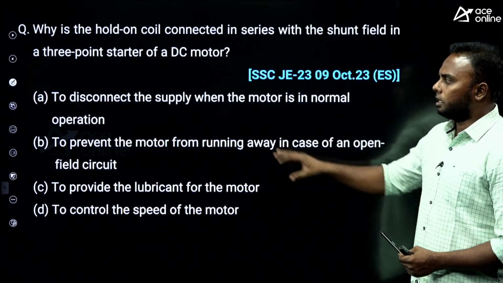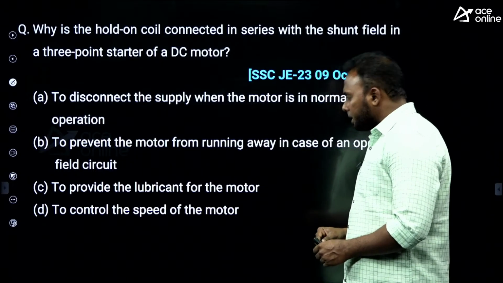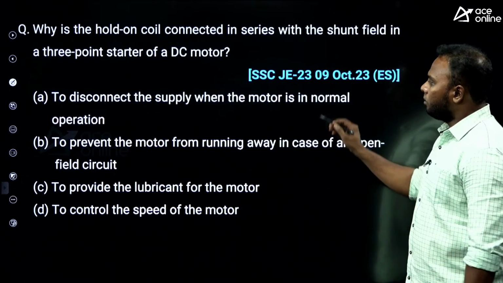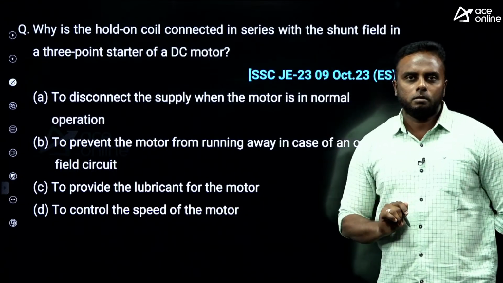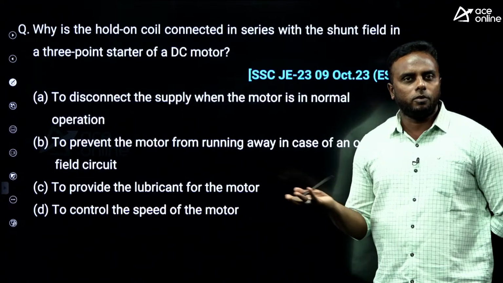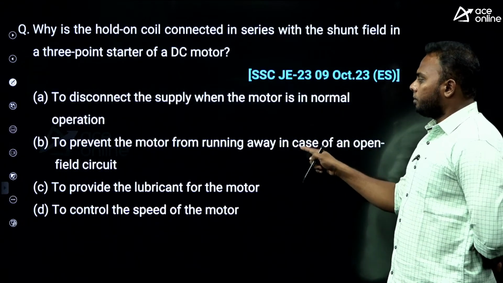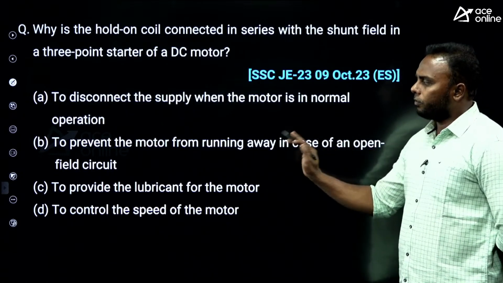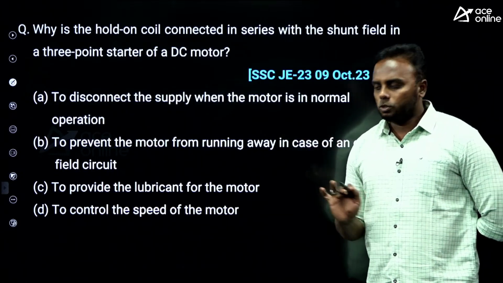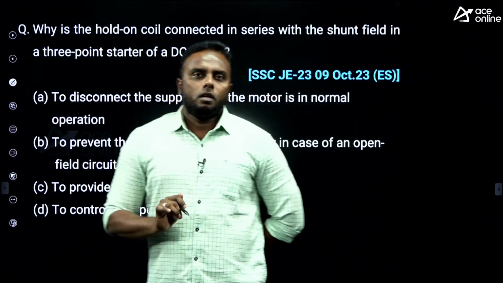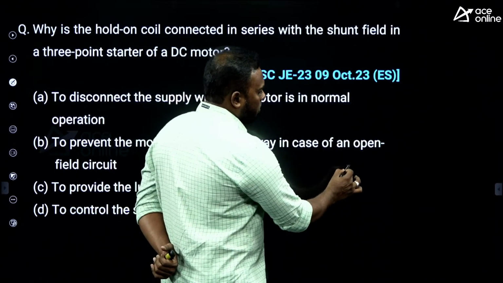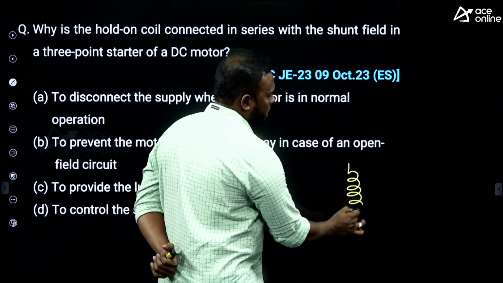What happened? See here, options given. To disconnect supply when the motor is in normal operation. When motor is in normal operation, we no need to disconnect. So this is wrong. To prevent the motor from running away in case of open field circuit. Suppose you take shunt motor. Whenever shunt field winding got open circuit, what is the speed of shunt motor?